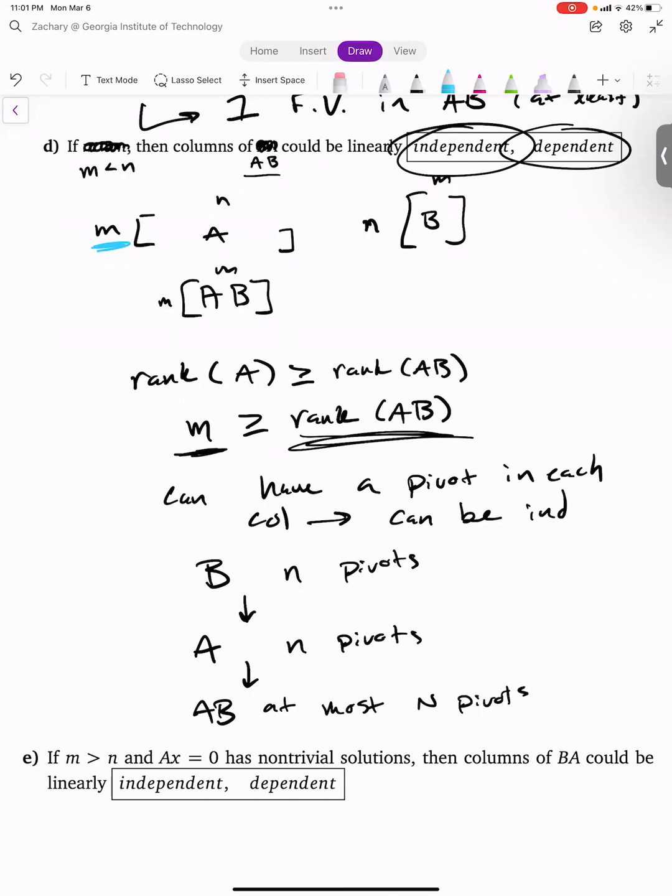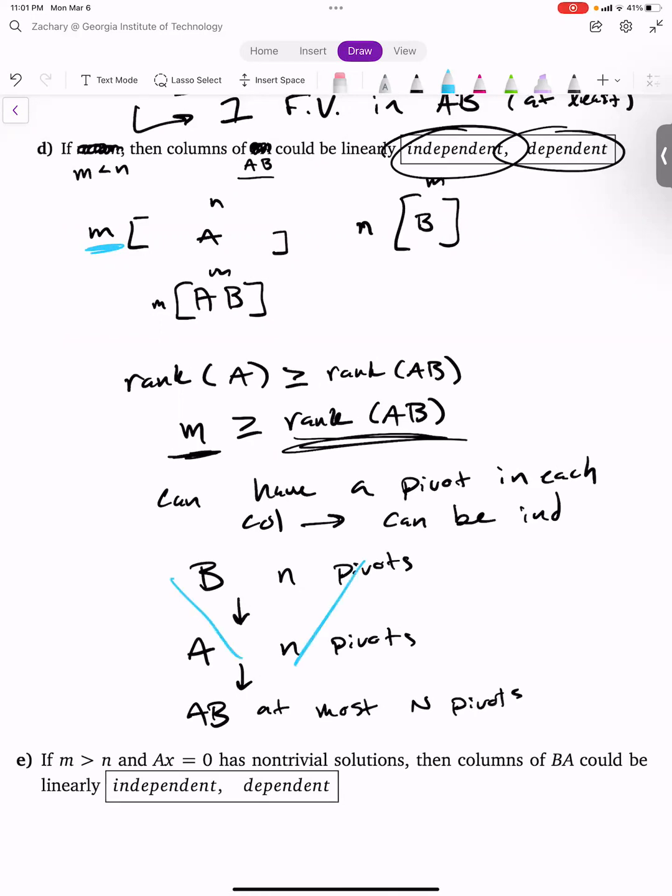Think of this as kind of like a funnel, something that's more limiting as we go down. Say if B was N plus 1 and A was still N, we could still only have N pivots at most for AB, because A is our most limiting thing. Always, always, always. This is really just what this whole equation here is about. So hopefully that makes sense.